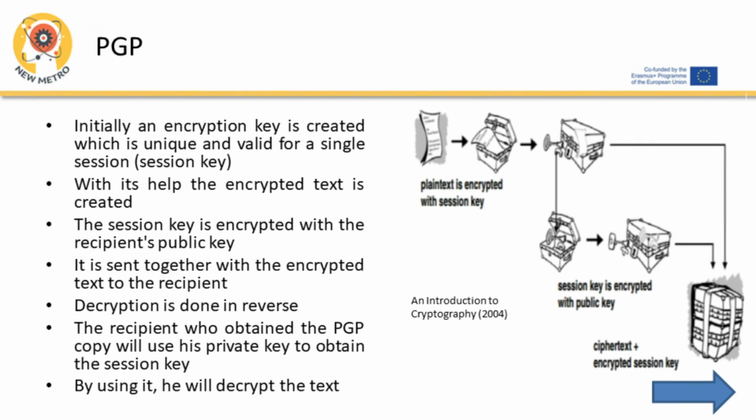At first, an encryption key, which is unique and valid for a single session, is created. With its help, the encrypted text is generated. The session key is encrypted with the recipient's public key. It is sent along with the ciphertext to the receiver. Decryption is realized inversely. The recipient, who has acquired the PGP copy, will use its private key to obtain the session key.